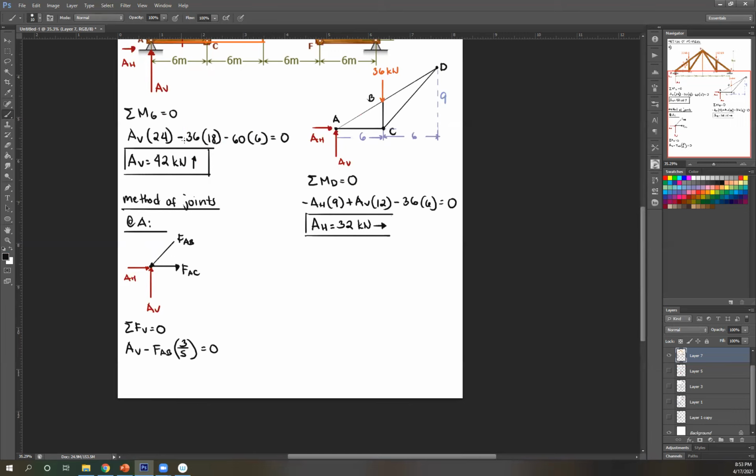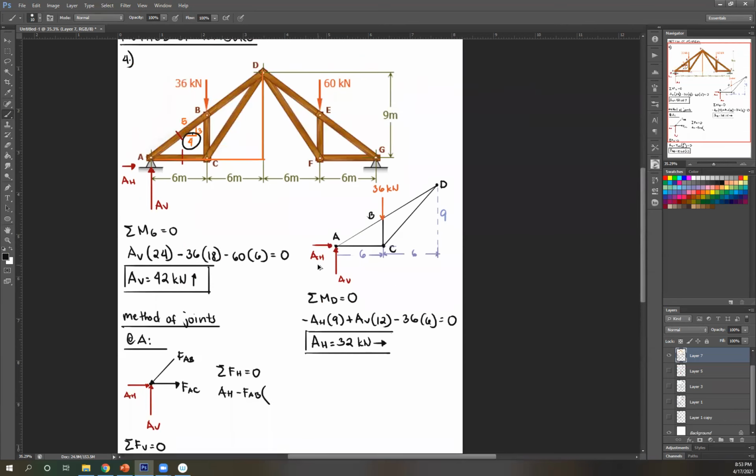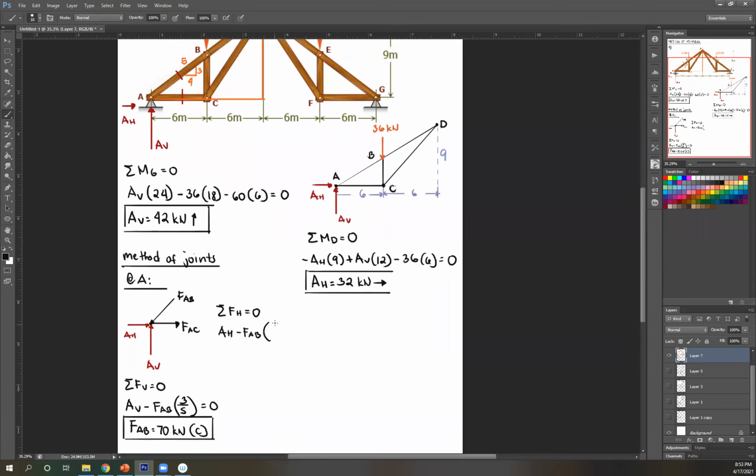Knowing that AV is 42, you can solve for FAB, and then you should get 70. Positive, therefore correct assumption. AB towards the point, therefore that's compression. And then now we can solve summation of forces horizontal equals 0. Okay, AH to the right, therefore positive. FAB to the left, therefore negative. FAB, get the horizontal component. Horizontal is 4 over hypotenuse 5.